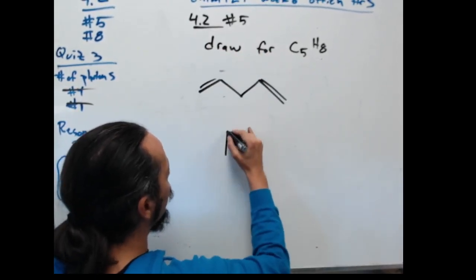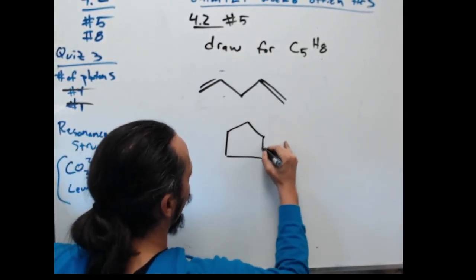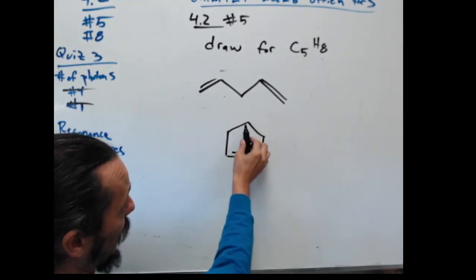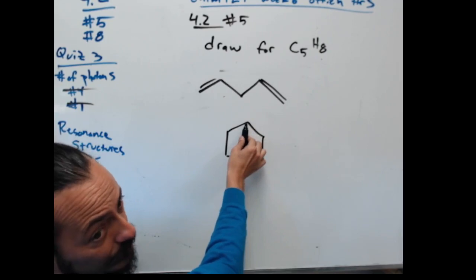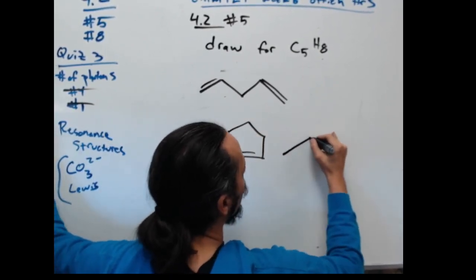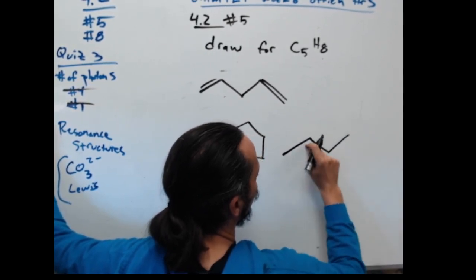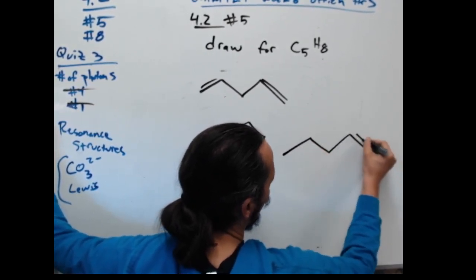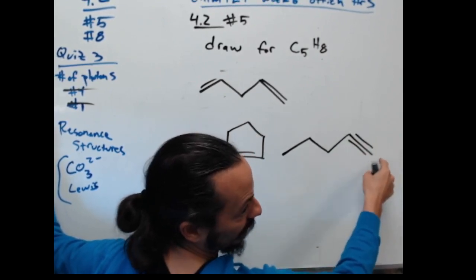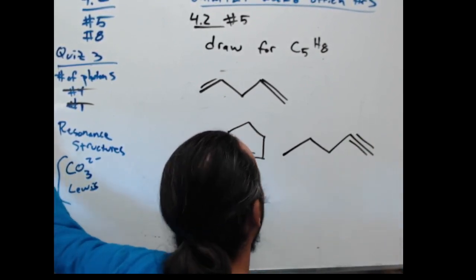Another thing you could do is a ring with a double bond. The ring, since I've got a carbon hitting a carbon, takes care of 2 hydrogens. The double bond takes care of 2 hydrogens. I could also do a chain with a triple bond. That takes care of, that one's going to have no hydrogens. That's also going to be a C5H8.